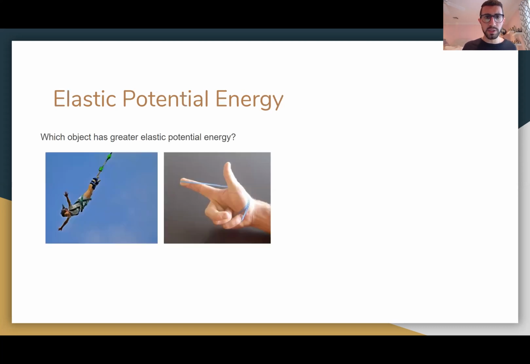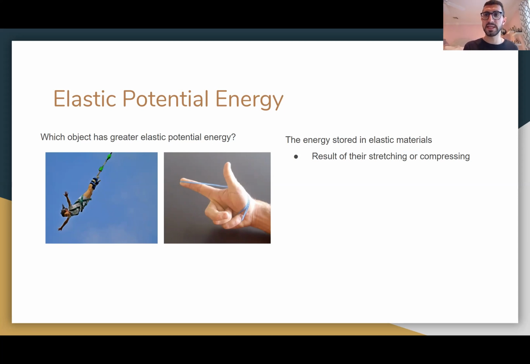So we also have elastic potential energy, and I have this picture here of this person bungee jumping, and I have this person who has stretched out a rubber band. And the question is, which object has a greater potential energy? Well, in order to answer this question, we have to define what elastic potential energy is. Well, it is the energy stored in elastic materials as a result of their stretching or compressing. So as a result of the position that we then put them in.